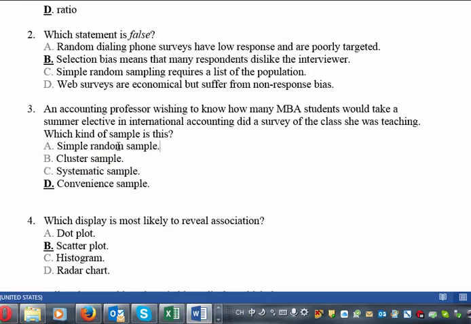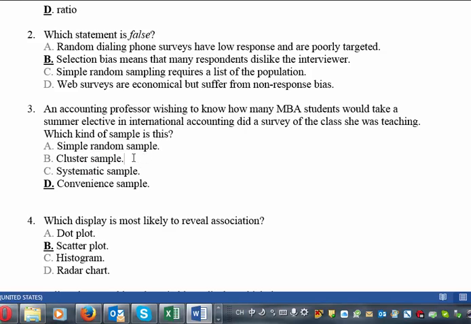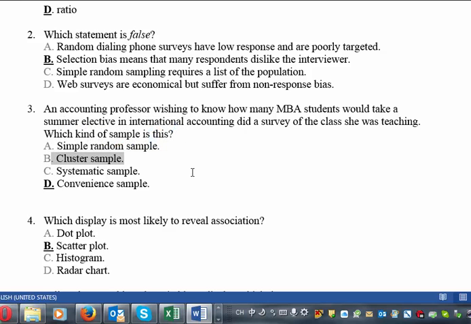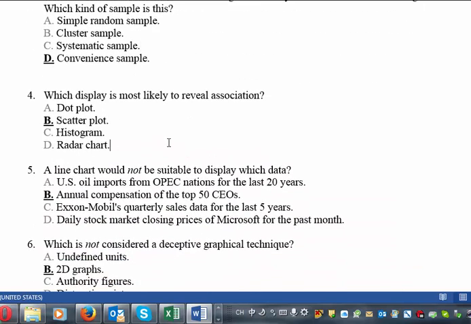It's not a simple random sample because there's no random selection process. It's not cluster samples. She's not getting involved in the geographic clusters. It's not a systematic sample because she is not using a systematic sampling technique. Okay? Look at number 4.